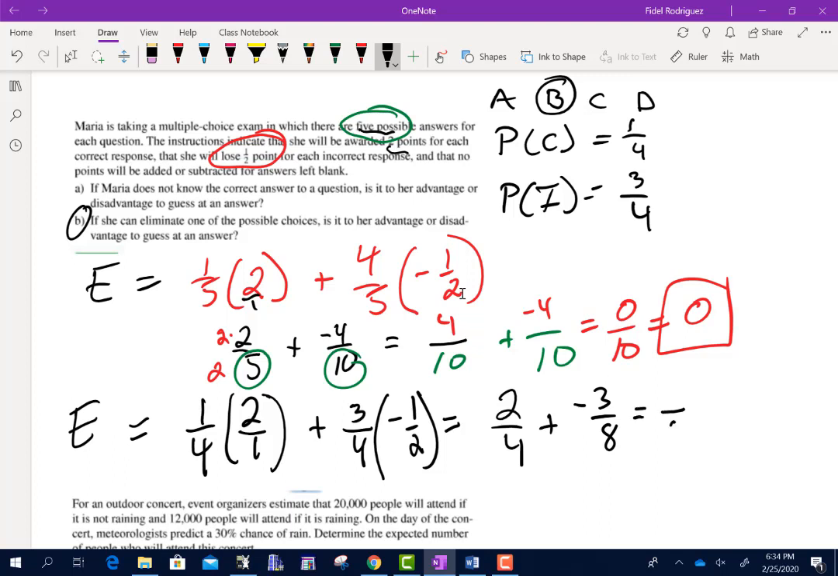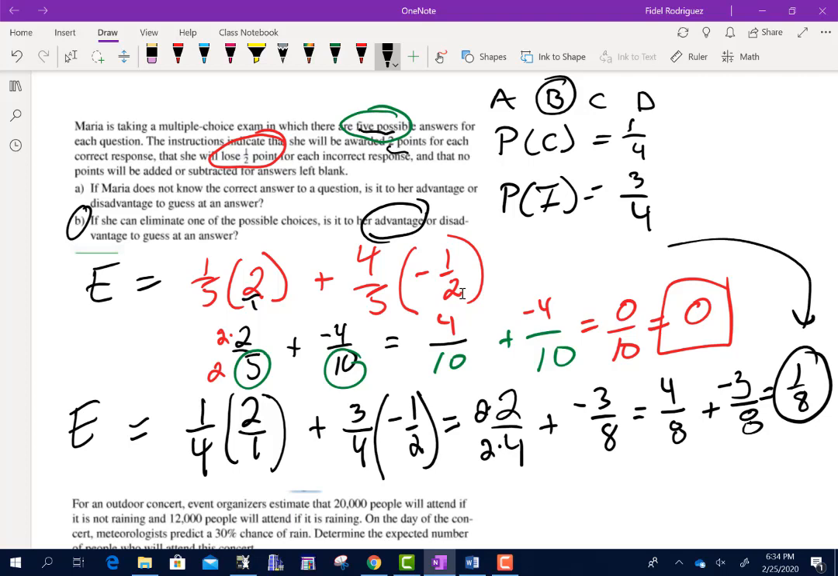Again, I need to get a common denominator, which in this case will still be 8. So multiplying this one by 2 and this one by 2, that's 4 over 8. I'm going to leave that one alone because we didn't change that 8 there. That's going to give us a positive 1/8. So is it to her advantage? Yes, it is. Every time she guesses correctly, on average, she's going to gain 1/8 of a point.